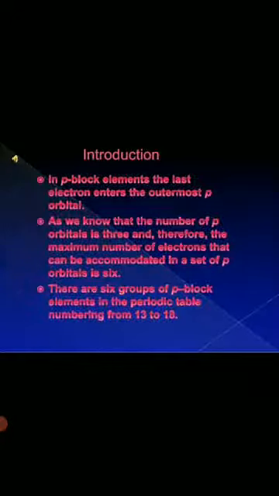Students, in p block elements, the last electron enters the outermost p orbital. We can also say that the differentiating electron enters the outermost shell p orbital. As we know that the number of p orbitals is 3, the maximum number of electrons that can be accommodated in a set of p orbitals is 6. Therefore, the p block includes 6 groups from group 13 to group 18.